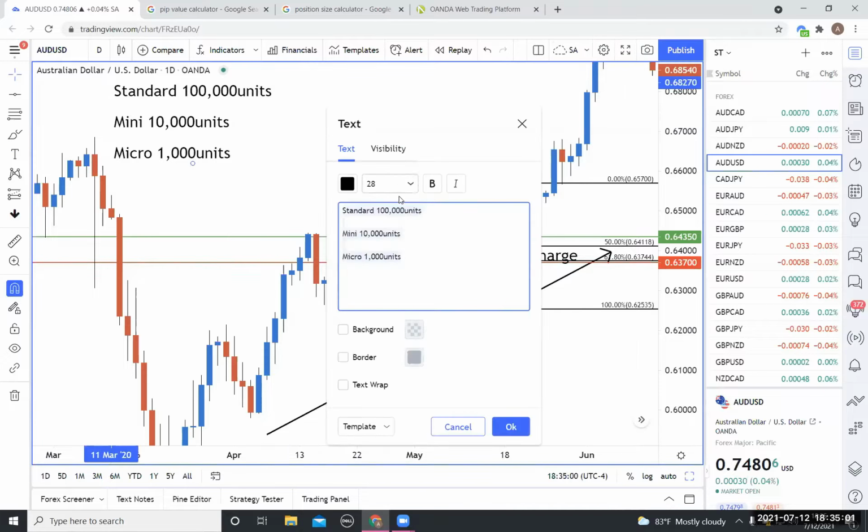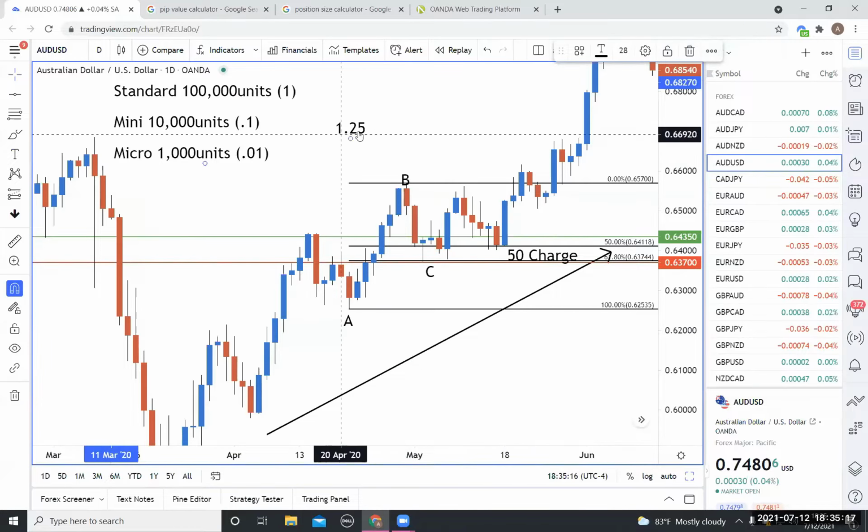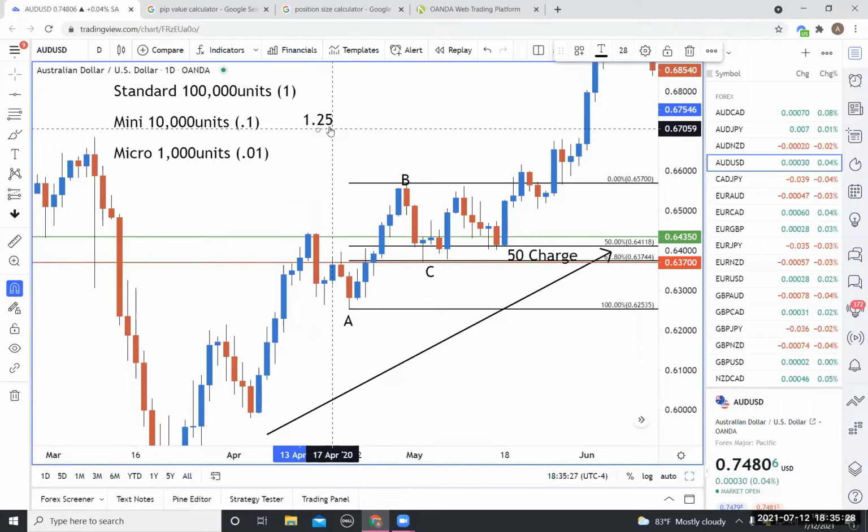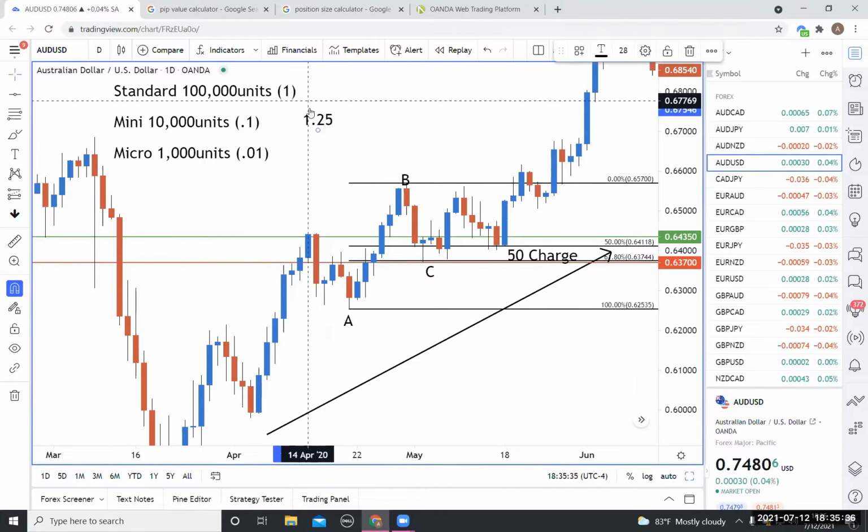And the way that you could think about this is, standards would be a full 1, a mini would be 0.1, you know, going down a tenth. So sometimes the way that they might have you position size is something like this, where it says, I want my position size to be 1 standard, 2 minis, and 5 micros, or 125,000 units, right? So you'll see most brokers will have you position size something like this.